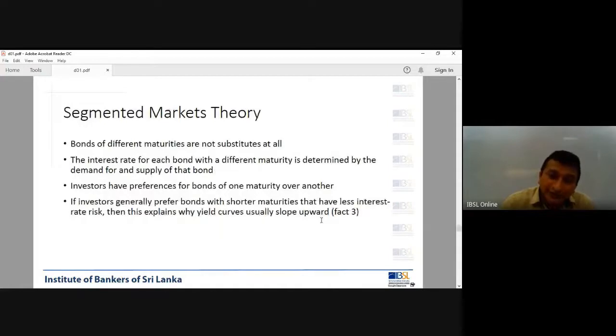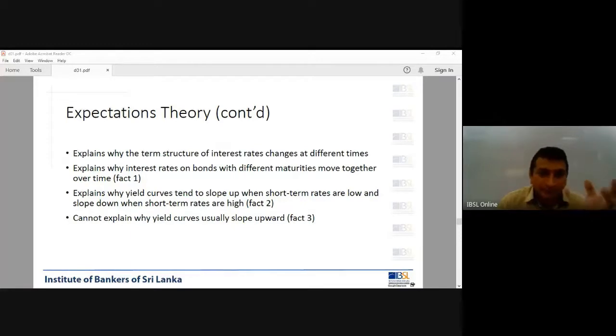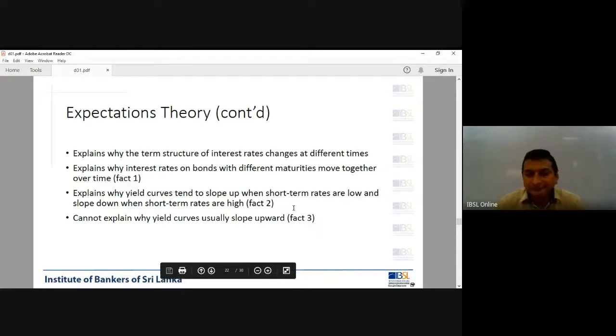Before I move to the second theory explaining the term structure of interest rates, 3 facts. If you have any question, please highlight it so I can take you through the explanation again in the discussion itself.